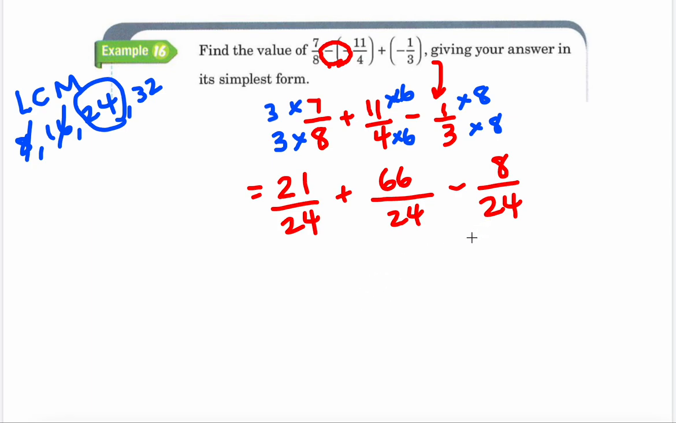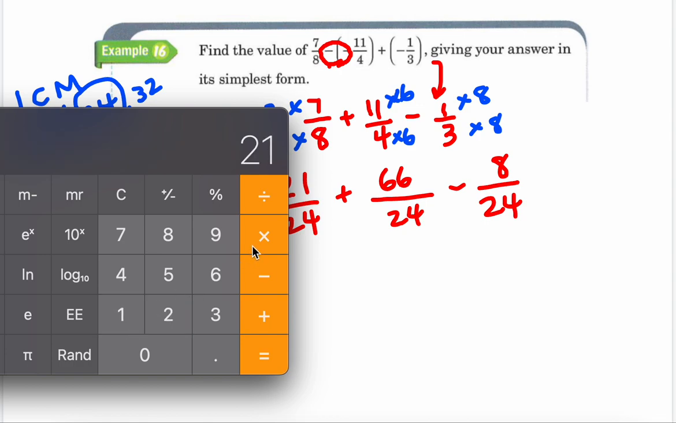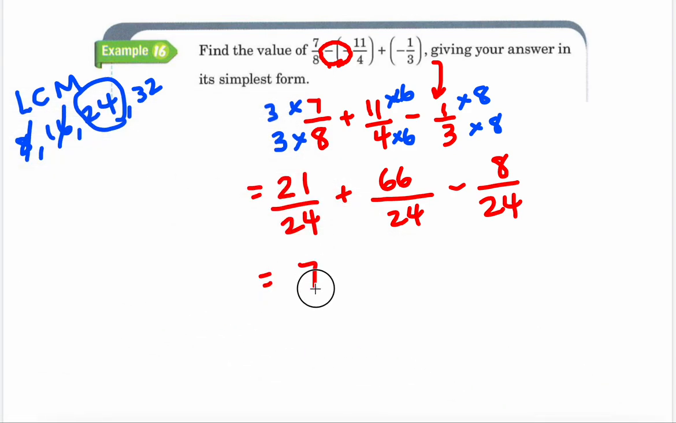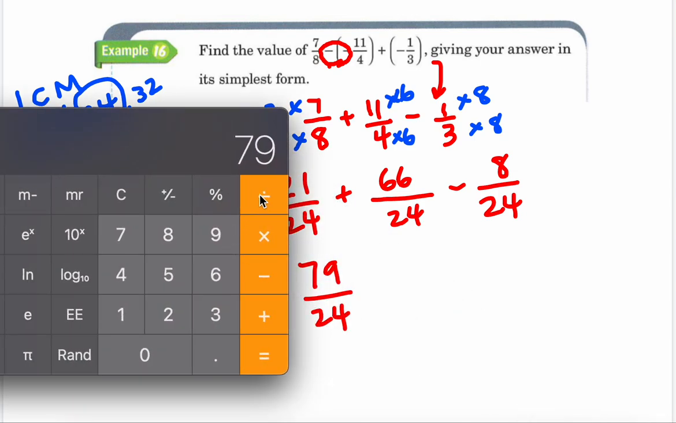All right, now that we have the same denominator, we can do the math on top. So we have 21 plus 66 minus 8. So that's 79. So we have 79 24ths. And it's positive because we just did the math in the calculator: 21 plus 66 minus 8. It was a positive 79 at the end. And remember, it's 24ths. Okay, and remember, we need to change it into a mixed number and in its simplest form. So let's see how many times 24 goes into 79.